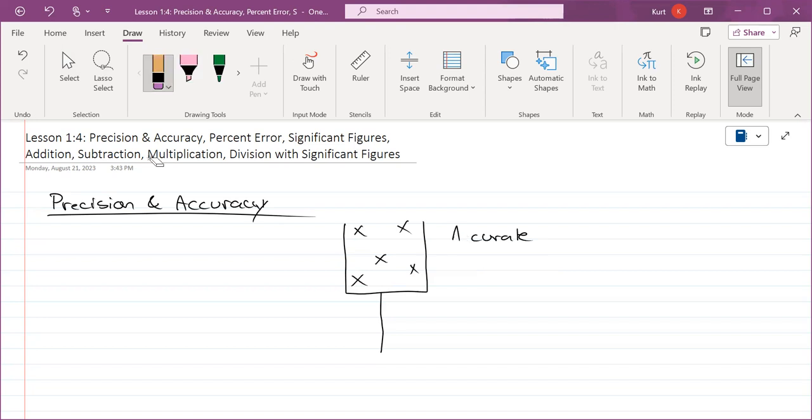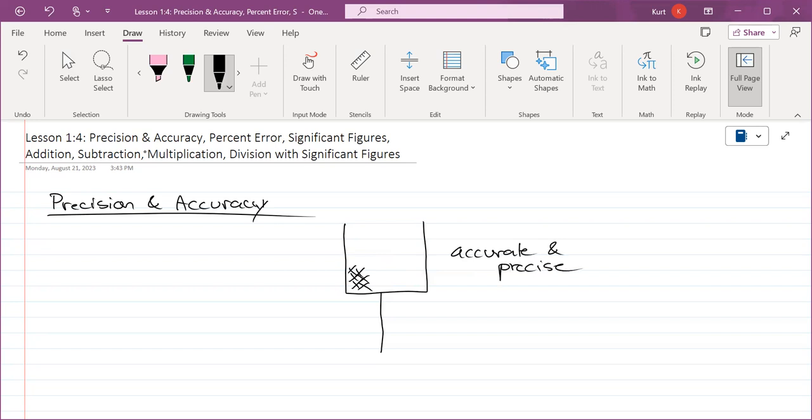Let's do another one. Let's say that playing high school JV team has 5 field goal attempts. They're all like this. Are they accurate? Are they within the target? Absolutely. Are they precise? Yes, this is accurate and precise.